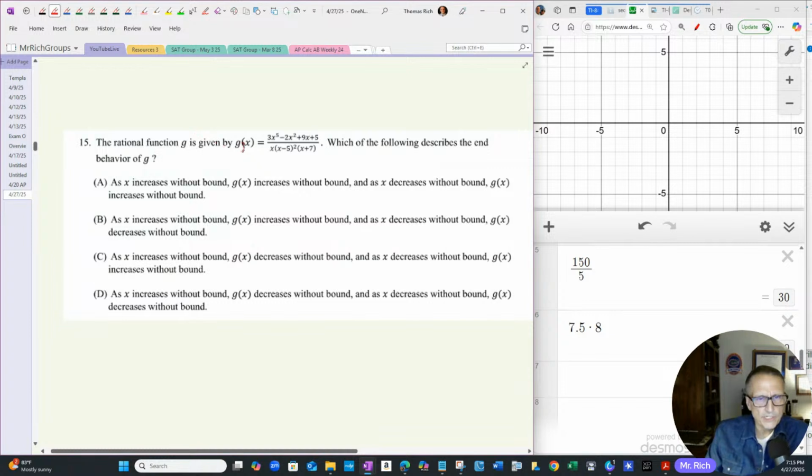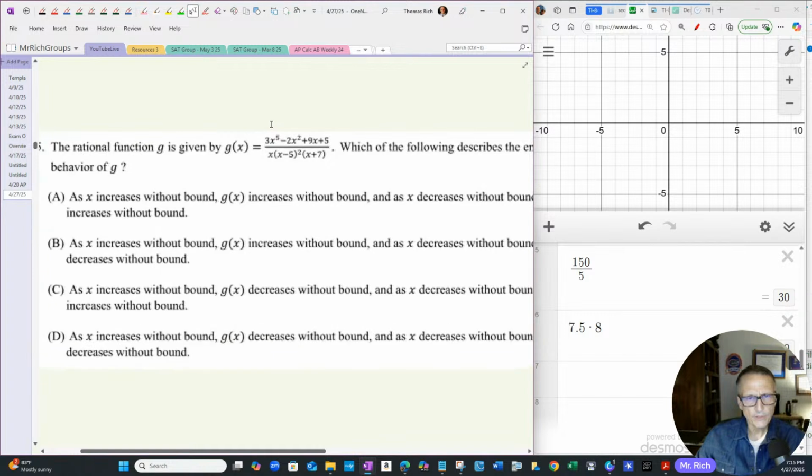The rational function g is given by g of x equals this. Which of the following describes the end behavior of g? Well, the end behavior of this rational function requires me to take a look at the degree between the top and bottom. This is a degree of 5 on the top because this is already expanded out. Down in the bottom, this is a degree of 2, 3, 4. So I have a higher degree on the top than on the bottom.